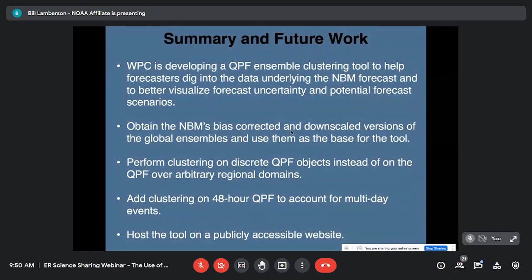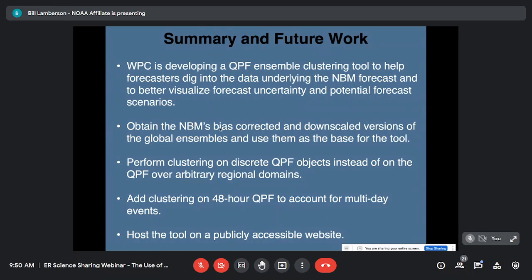So now I'm just going to go over the summary and future work. And this was summary and future work at the time. And then we're going to go into some of the future work that I've done since I originally gave this presentation at AMS a few months ago. So again, the summary is that WPC is developing a QPF ensemble clustering tool to help forecasters dig into the data that's underlying the NBM forecast to better visualize forecast uncertainty and potential forecast scenarios.